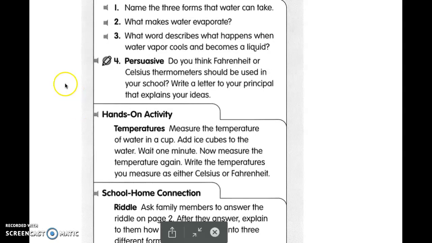Think and write. Number 1. Name the 3 forms that water can take. Number 2. What makes water evaporate? And number 3. What word describes what happens when water vapor cools and becomes a liquid?